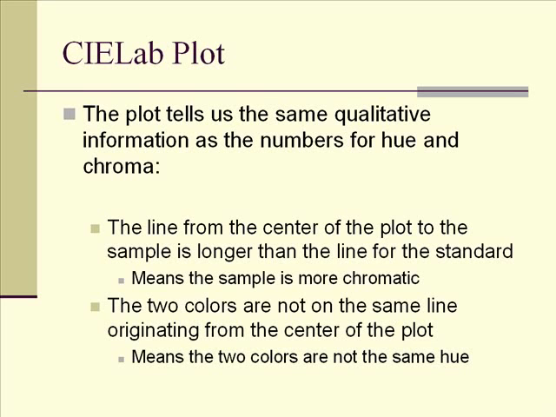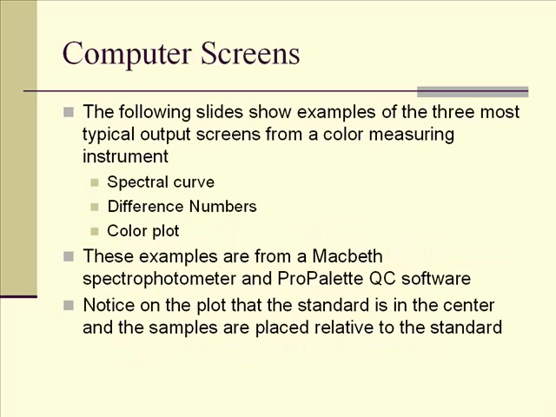And then the following slides show examples of the three most typical output screens from a color measuring instrument. It shows a spectral curve, actual numerical difference numbers, and a color plot. These examples are from a Macbeth spectrophotometer and ProPalette QC software. We use these in our lab. These are very typical, one of the major manufacturers. And notice on the plot that the standard is in the center and the samples are placed relative to the standard. So the plot looks a little bit different than what we've been working with. What we've been working with has been what I call the absolute color space. This is a little bit different.